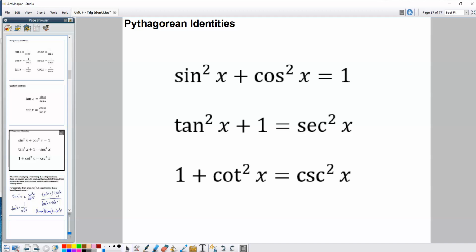Pythagorean identities: we talked about sine squared plus cosine squared equals 1. We talked about that with a unit circle, because we said x squared plus y squared equals 1 was our unit circle, and cosine being the x, sine being the y. This is kind of like saying y squared plus x squared equals 1.